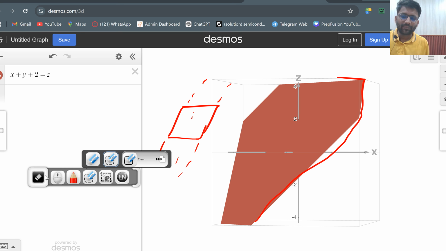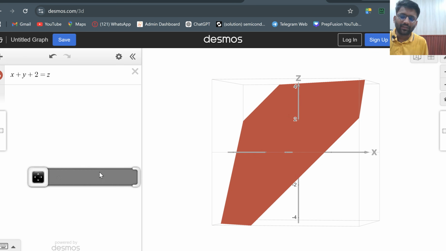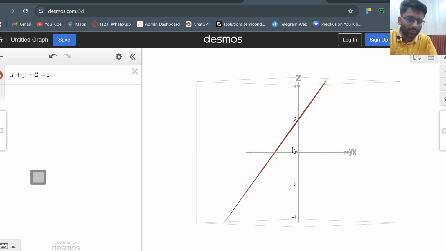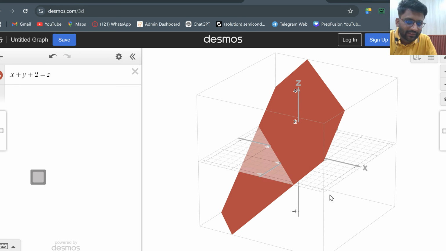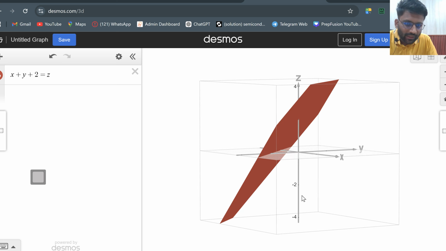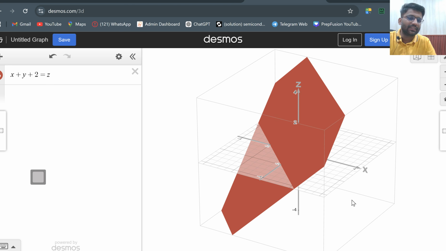It would be cutting the x-axis, y-axis, and z-axis at one point each. What will be those points? On the z-axis, this is the z-axis vertically, it is cutting at point 2. And what about the x-axis and y-axis? You see these points. On the y-axis, it is cutting at minus 2, and on the x-axis, it is cutting at minus 2. So this is the plane, which is extended till infinity here, downward infinity, sideward infinity, and here also infinity. Till every infinity it is extended, and it is a slanted plane like this.